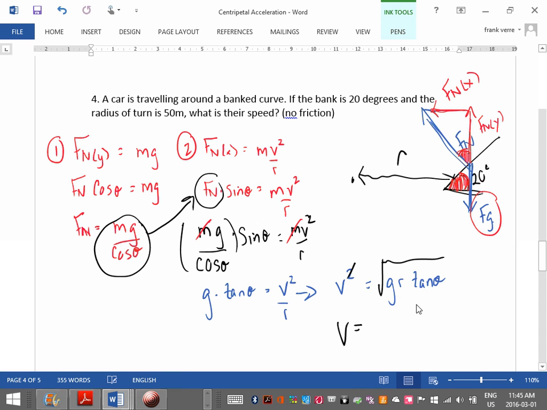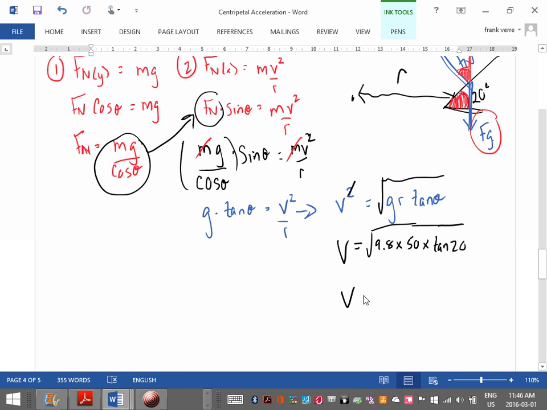So v equals, now g, we wouldn't use negative 9.8, right? So it would be square root of 9.8 times the radius, which is 50, times tan of 20 degrees. Okay. So what did we get? 13.35 what? What do you think this is? Yeah, it's meters per second because g is in meters per second squared, and this is meters, so this is meters per second.